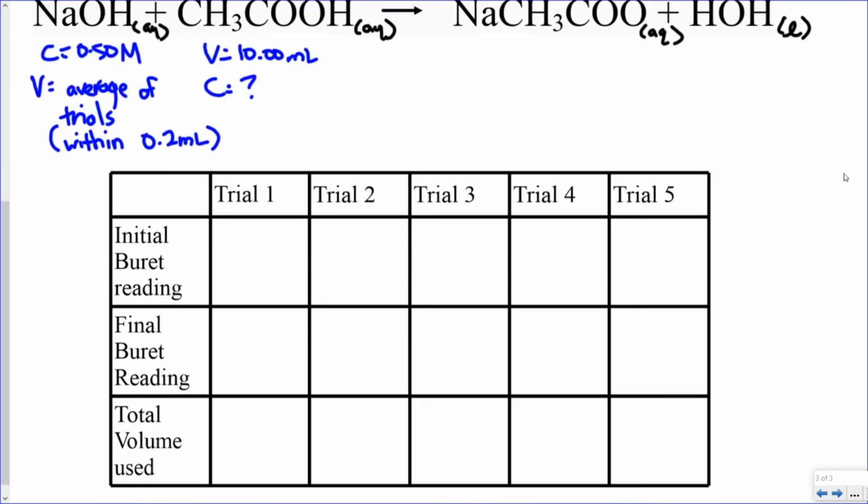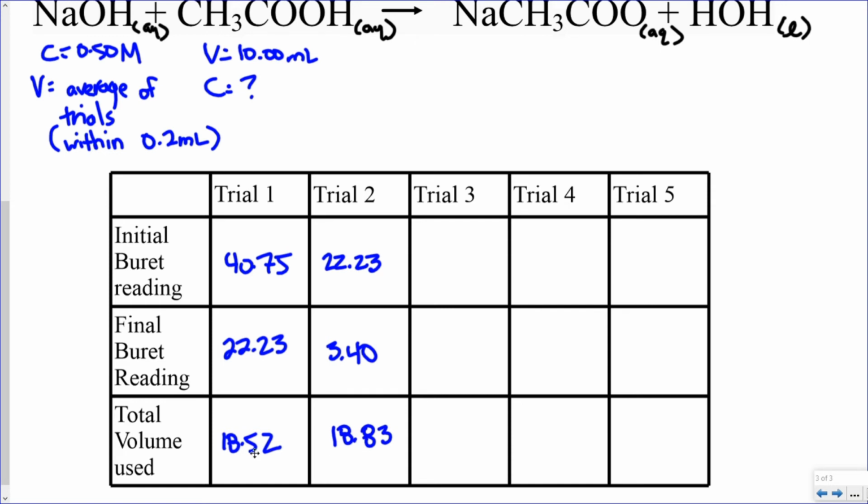So we've got trial 1, we've got an initial burette reading, a final burette, and the total volume is just the difference. So I'm going to just give you some numbers here. So let's say we start off at 40.75 and we end up at 22.23. Well, that's a difference of 18.52 milliliters. Trial number 2 goes ahead. We start off with 22.23 and we end up with 3.40 for a difference of 18.83. Those are actually 0.31 off from each other, so one of those at least isn't going to be able to be used. We'd have to keep going.